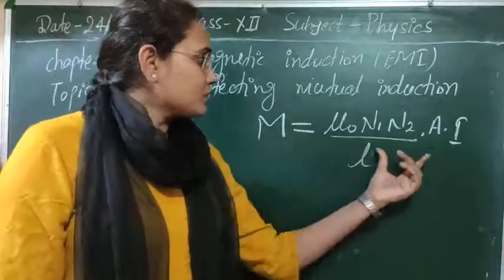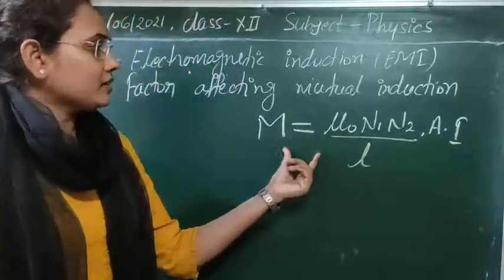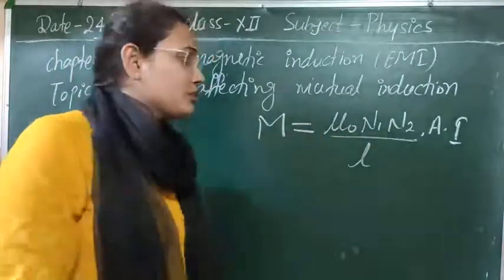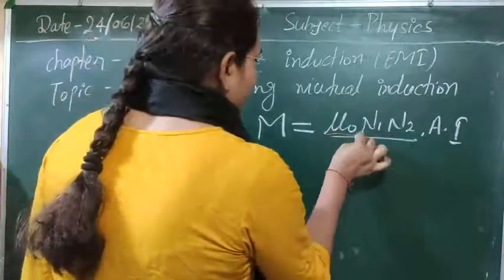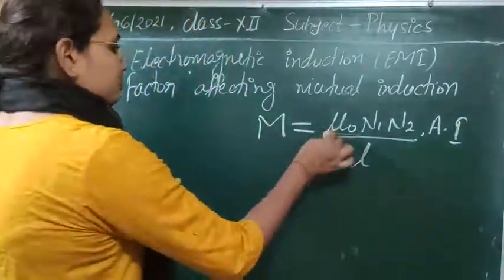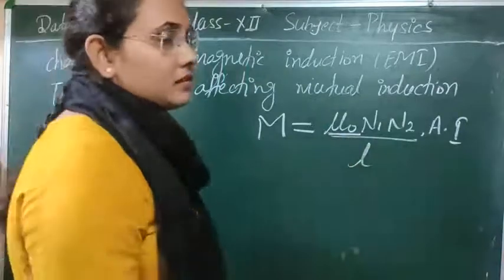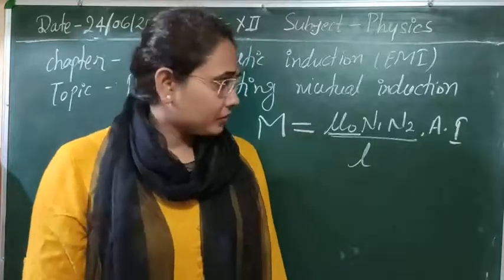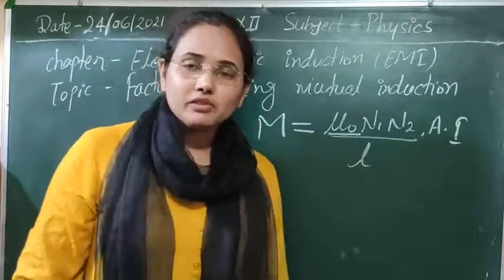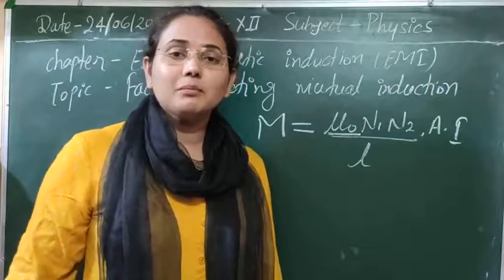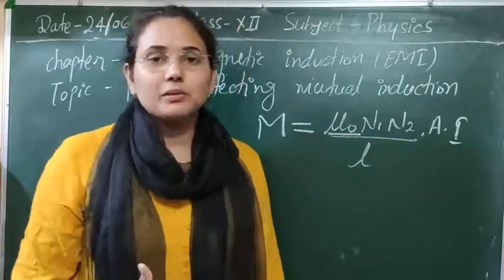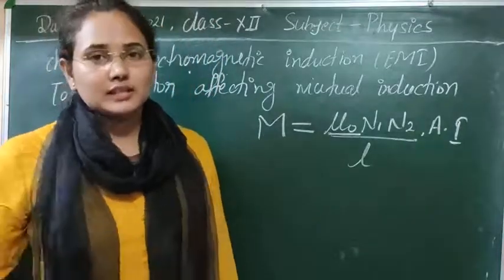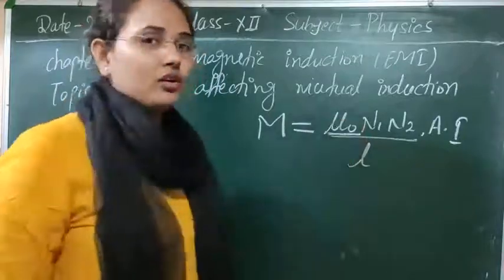Now you can understand the dependency of the mutual inductance on these factors. The first factor is this term mu 0. This is the permeability, meaning the medium that we are using to produce the mutual induction. The more permeable the medium, that is, the greater the relative permeability, the more suitable that material is for mutual induction.